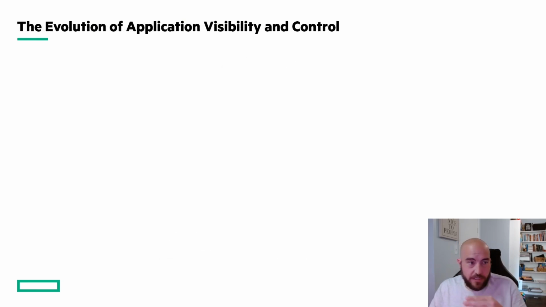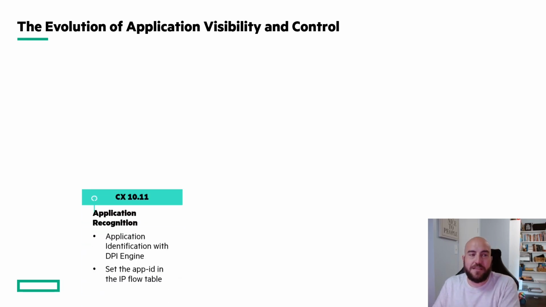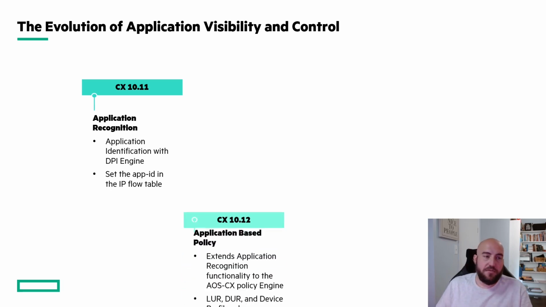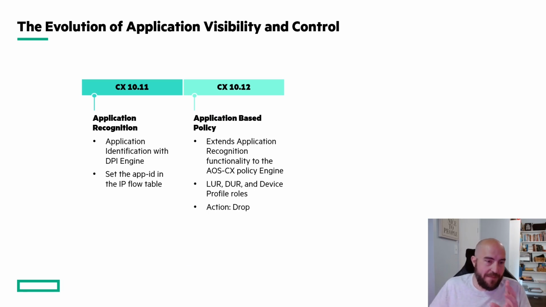So this feature has long been in the wheelhouse of Aruba. However, this new generation is even continuing to evolve extensively over the last few iterations of Aruba CX code. This was introduced in 10.11 with the basic functionality of being able to identify applications on switch and add the app ID to the flow tables. Then in 10.12 it became actionable when we got application-based policy, which could be defined within a local user role, centrally maintained in a downloadable user role in ClearPass, a device profile, or configured directly onto an interface.